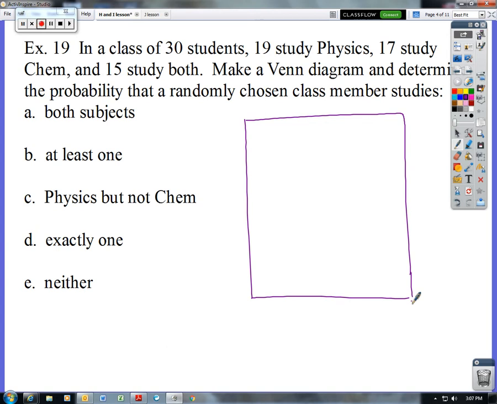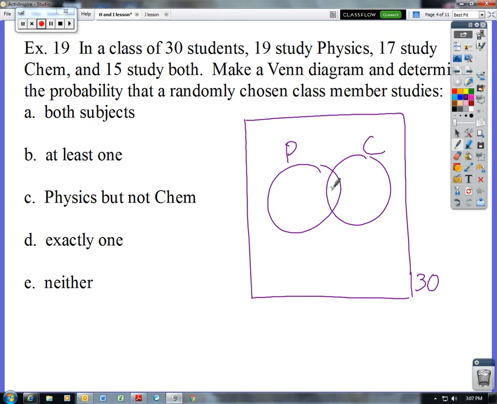In a class of 30 students, so 30 is the universal set. I'm going to put the 30 out here. We've got physics and we've got chem and both. So here's physics, here's chem. And what you want to do with these is, ideally, hopefully, they tell you both. Although if they don't, there's a way to figure it out.